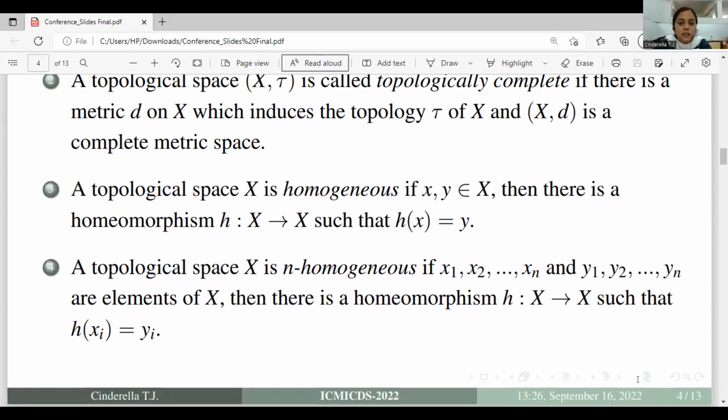Next, coming to the other definition, that is n-homogeneity. We say that a topological space is n-homogeneous if given two sets of n points, say x1, x2, etc., xn, and y1, y2, etc., yn, there is a homeomorphism that maps the corresponding elements. That is, there exists a homeomorphism that maps xi to yi.